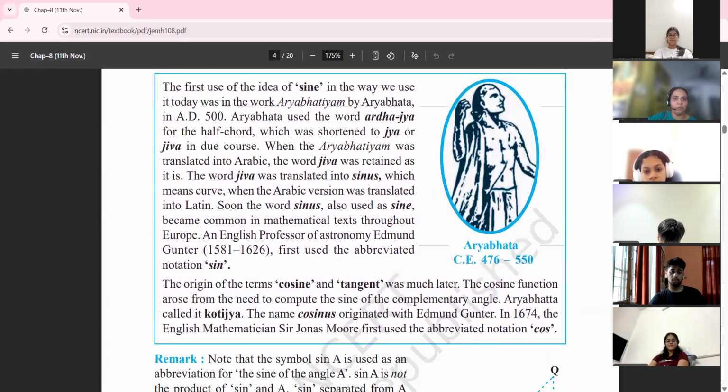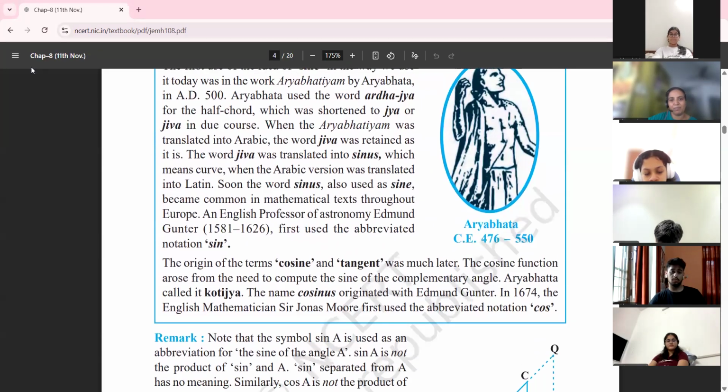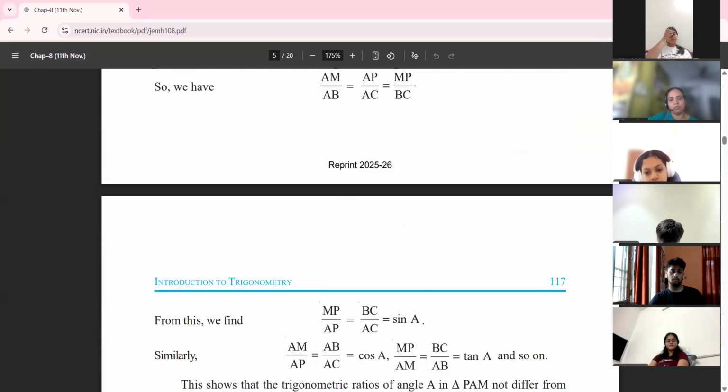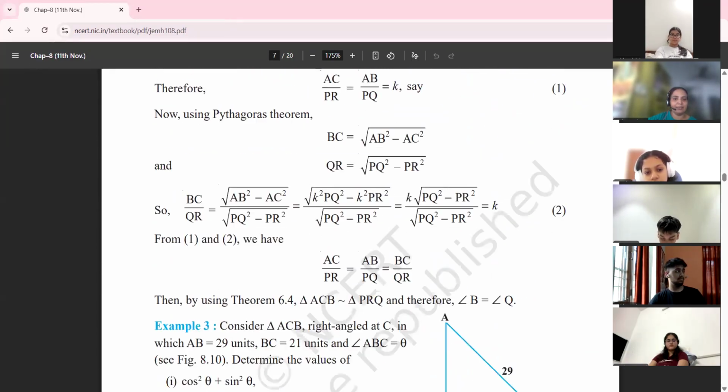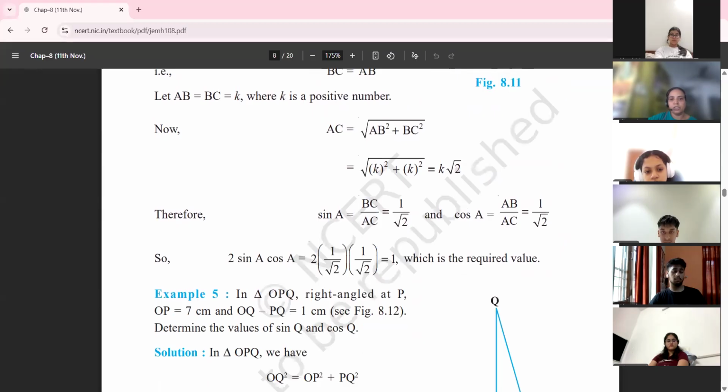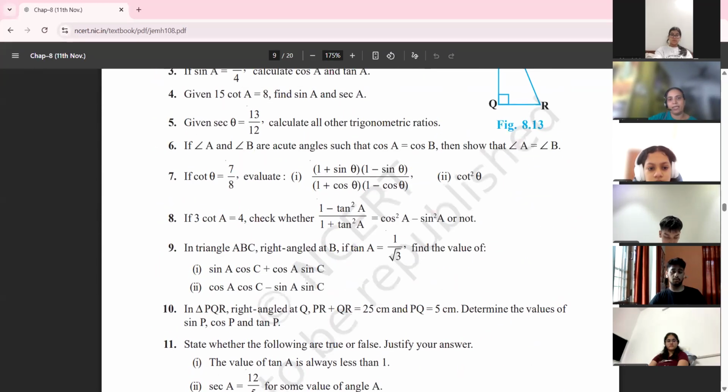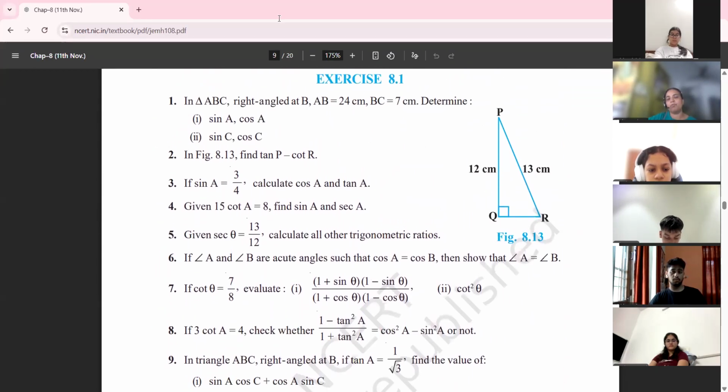Okay. Now we are moving to this. I'm skipping for now. Now we are moving to the exercise directly. Put the heading as exercise 8.1, everyone. Excuse me, ma'am. Yes, Agambita. Ma'am, what was TOA standing for? Tan, opposite by adjacent. Got it, ma'am.